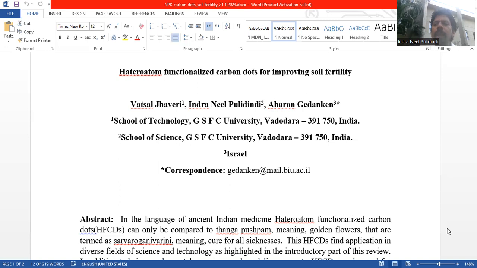Already, batteries received due recognition, and good enough, Goodenough and his colleagues were awarded the Nobel Prize for lithium-ion batteries. Likewise, for organic chemistry as well, due recognition was given, and during the past 2 consecutive years, the Nobel Prize was awarded to research in organic chemistry, whether it is click chemistry or some other chemistry.